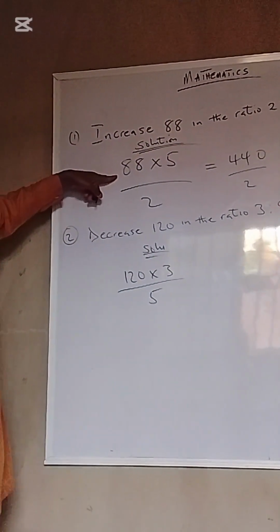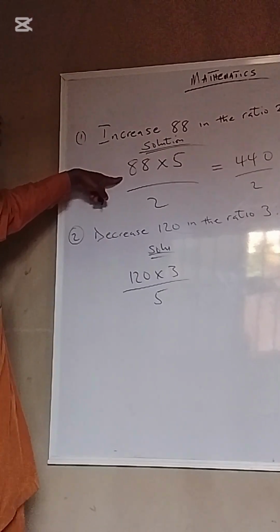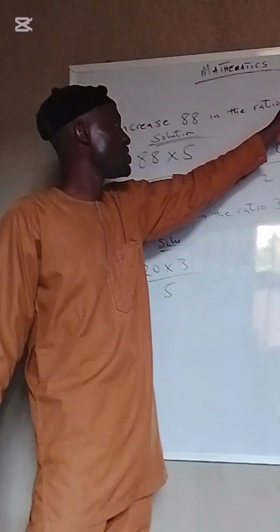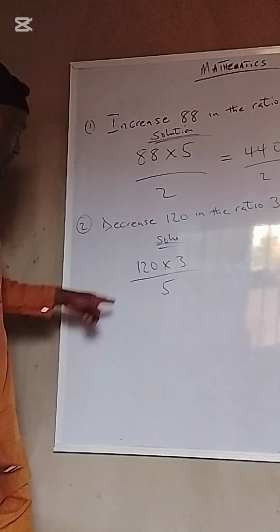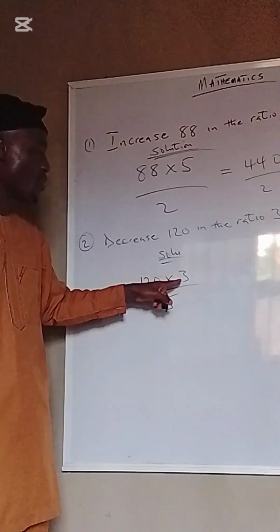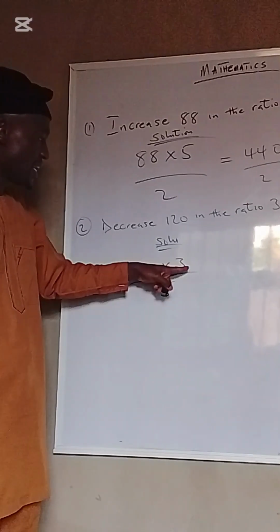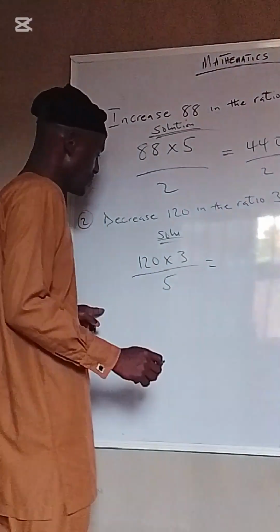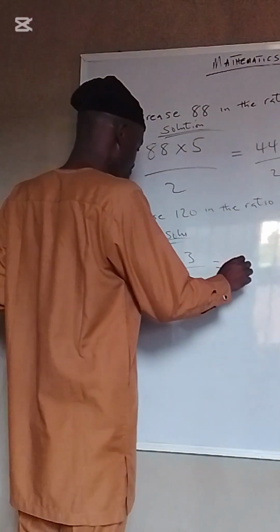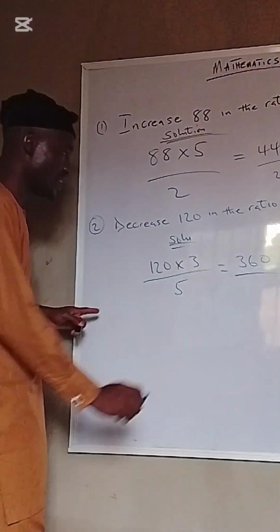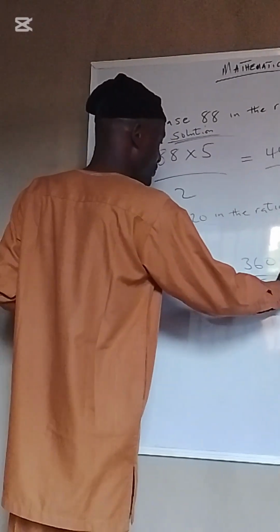It's different from this one, where we make use of the highest ratio as our numerator and the smallest ratio as our denominator. So now, in this case, we are making use of the smallest ratio as our numerator and the highest ratio as our denominator. That's what we did here. 120 multiplied by 3. So that should give us 360. If I'm not mistaken, 360 divided by 5.